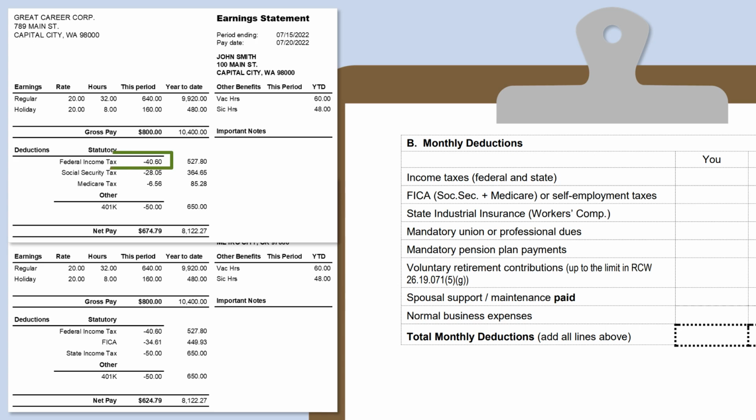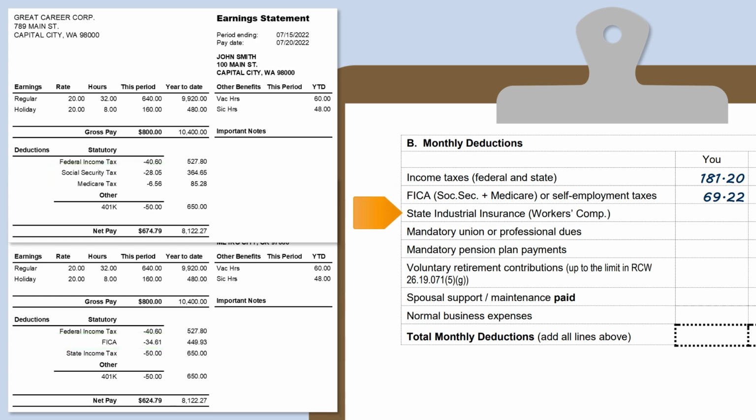Under deduction on your pay stub, you will take the number for income tax, often listed as withholding tax, and place that number here. If you live in a state that also has state income tax, please add the federal and state income withholding tax together and put that total here. Here you will add together your Social Security tax and Medicare tax. This may be listed as FICA tax.